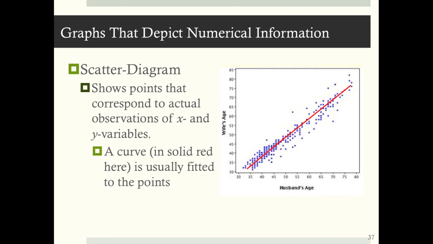And finally, scatter diagrams show points that correspond to actual observations of x and y variables. So in this case, we see these points in blue. And a curve here in solid red is usually fitted to the points to help illustrate the relationship that we see.